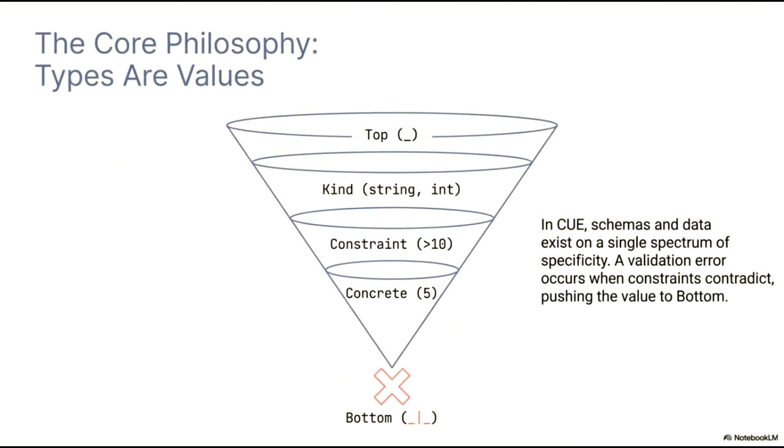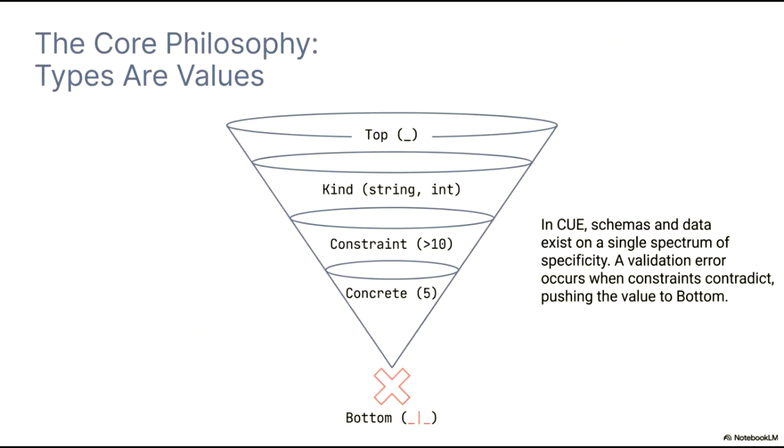The core philosophy of Q is that types are values. Rather than having a separate language for schemas and another for data, Q treats everything as part of a single spectrum of specificity. We can visualize this as a funnel where we move from the most general definitions to the most concrete. At the top of this hierarchy is top, represented by an underscore, which encompasses every possible value.